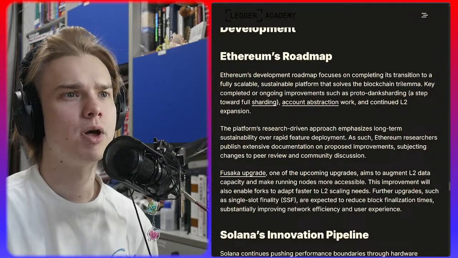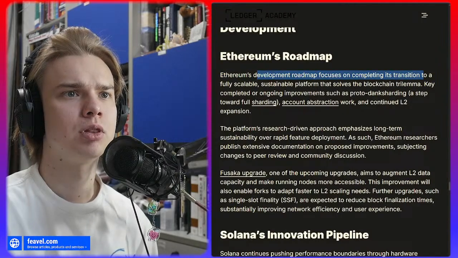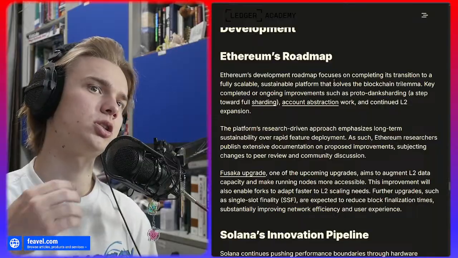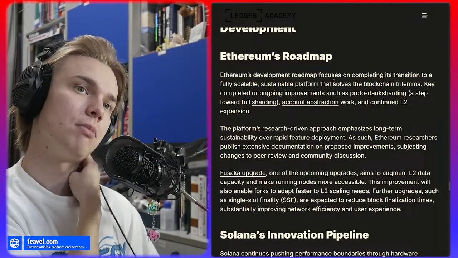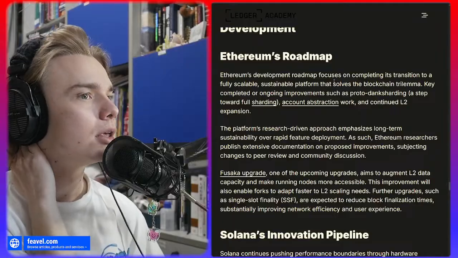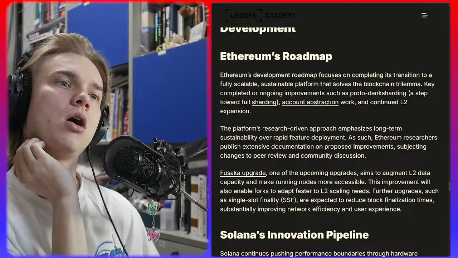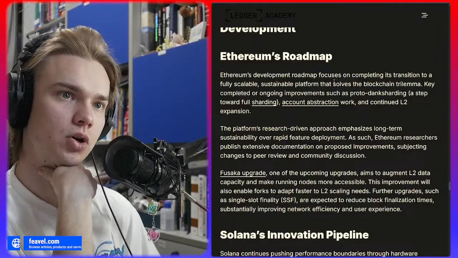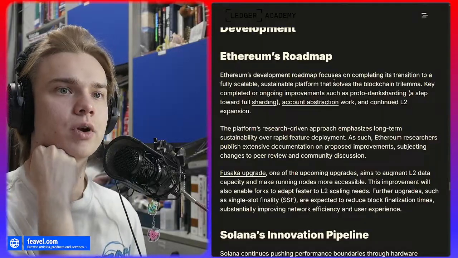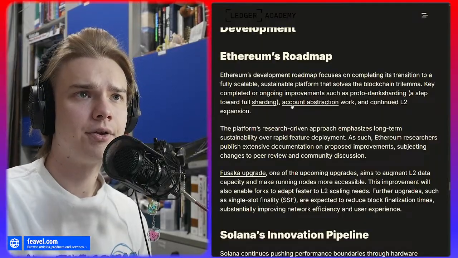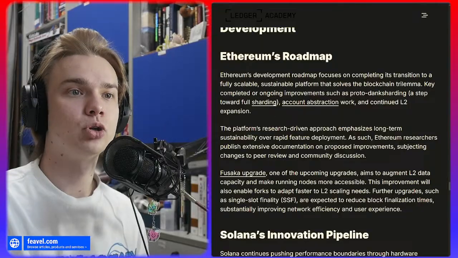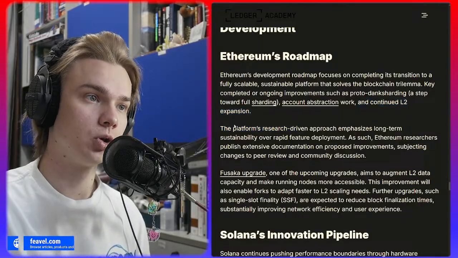Ethereum's development roadmap focuses on transitioning to a fully scalable, sustainable platform that solves the blockchain trilemma. Key completed or ongoing improvements include proto-danksharding, a step toward full sharding, account abstraction work, and continued L2 expansions.